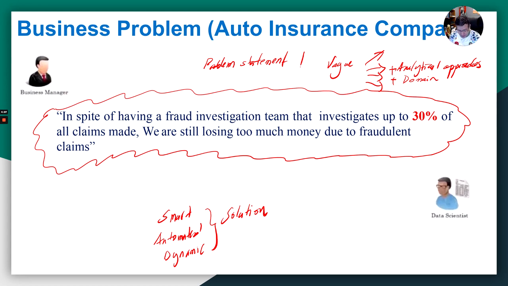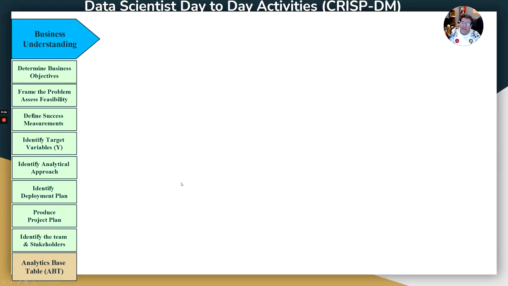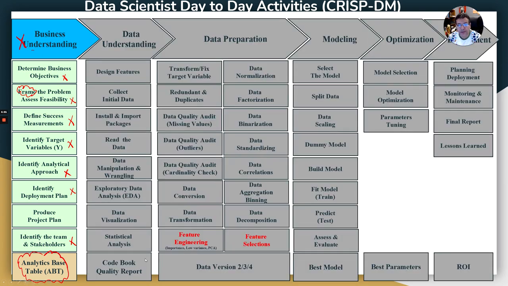Okay, so the first thing that we did as a team is we spent time understanding the problem assigned to us. Of course, we learned about the objectives. We framed the problem. Then we defined the business measurement of success. Then, since we are doing prediction, we determined our target variable, and based on the business problem question, we were able to determine the analytical approach. Then we identified the deployment plan, if any. We got our teams, we got stakeholders, and we were able to come up with an ABT, an analytical base table, and this is the first phase.